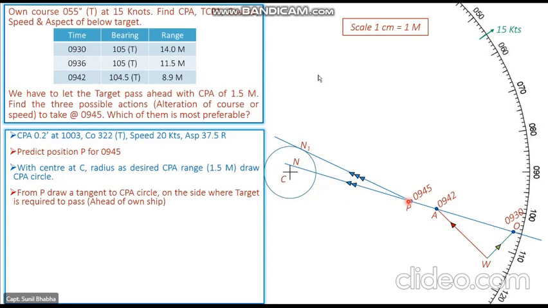So any doubts up to here with that? So the last part, can I explain all my points? Let's go.